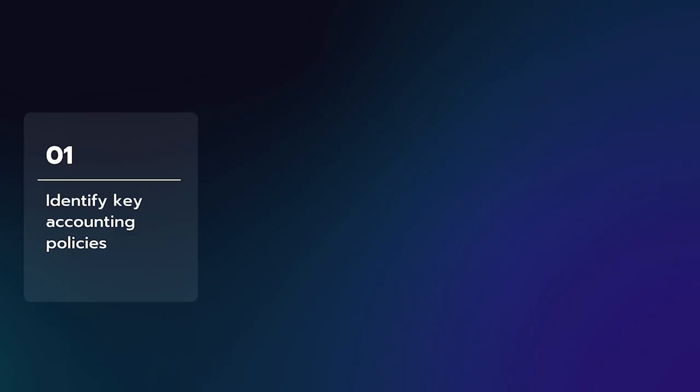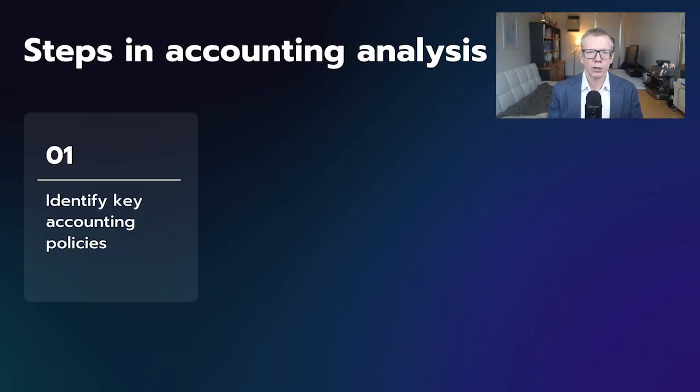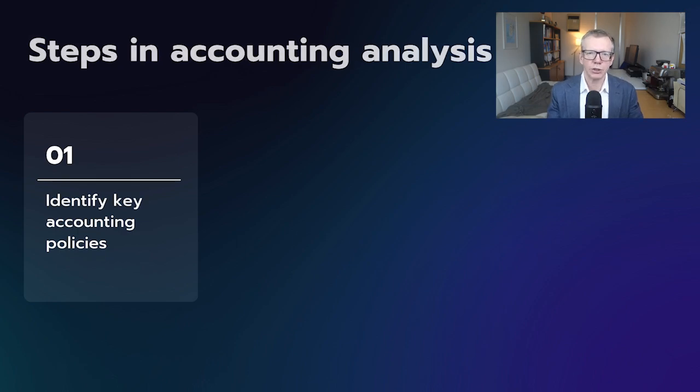How do we analyse accounting quality? Well, as analysts, we follow a structured process to evaluate a firm's accounting choices. First, we identify key accounting policies. We're going to focus on the 2 to 3 policies that are most critical to the business model. For example, in retail, inventory accounting is a key policy, while in biotech, it's R&D capitalisation.